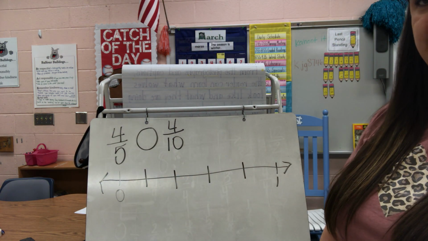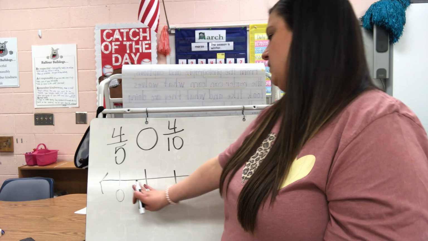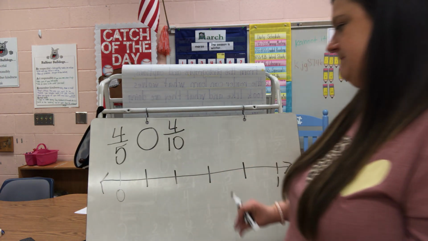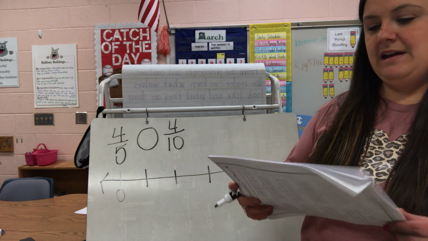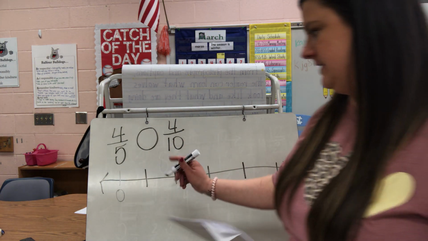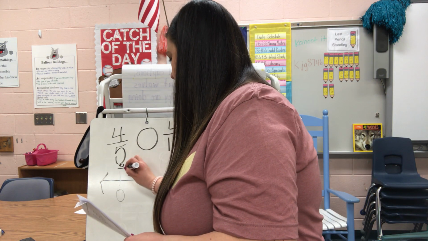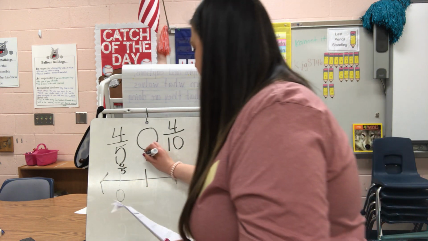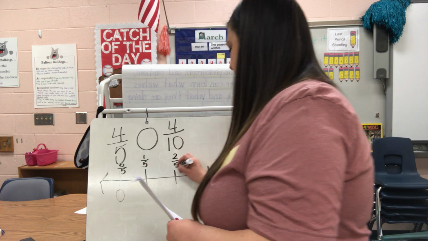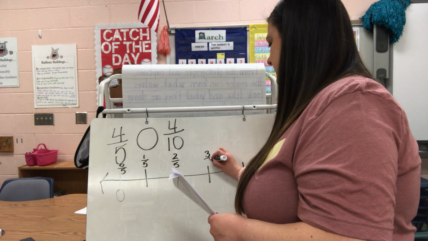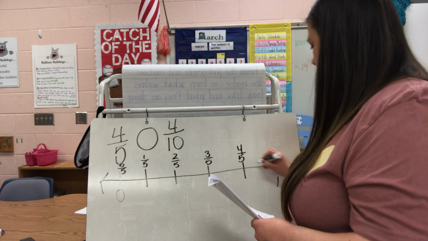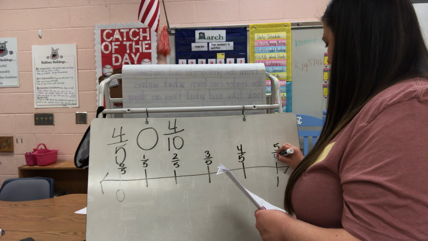Now I can count to make sure I've made 5 equal parts. 1, 2, 3, 4, 5. Now on the top, I'm going to label my fifths. So at 0, we have 0 fifths. Then 1/5, 2/5, 3/5. Make sure you're doing this on your paper. 4/5, and 5/5.